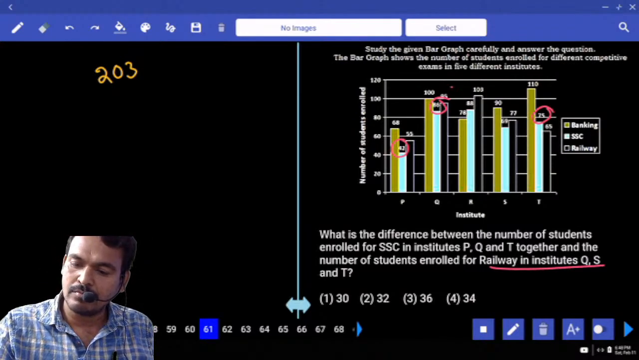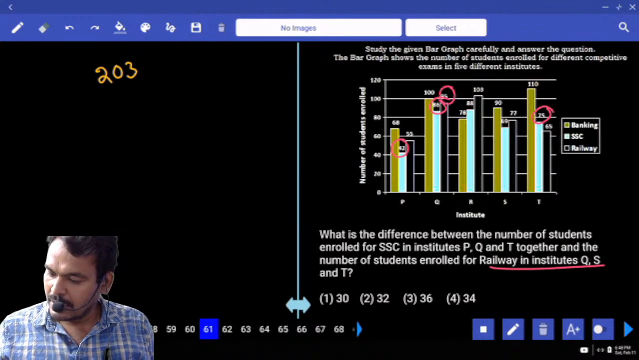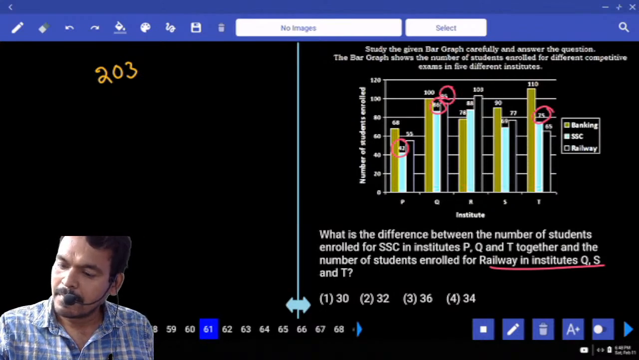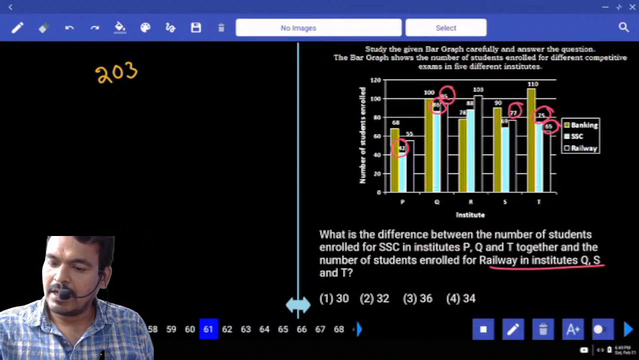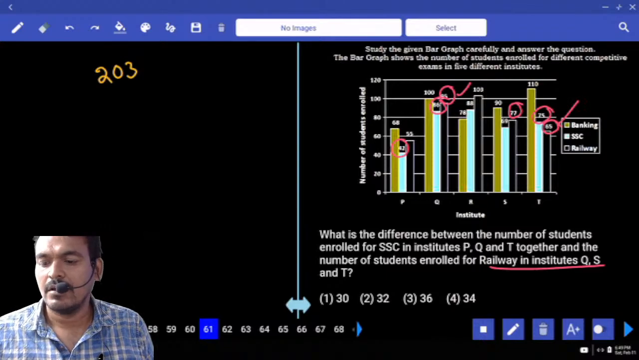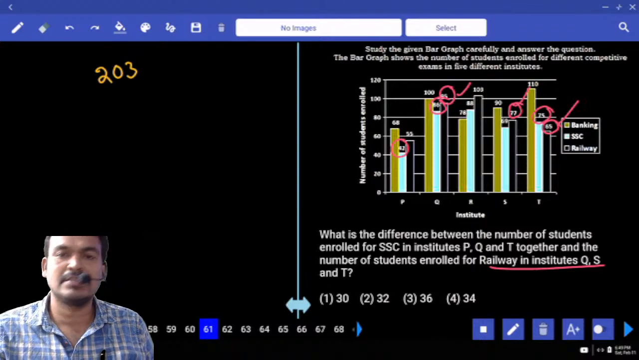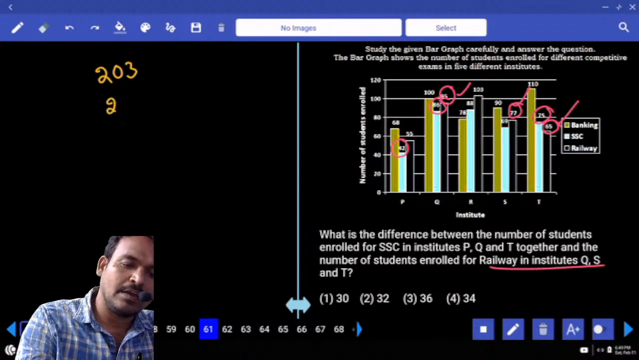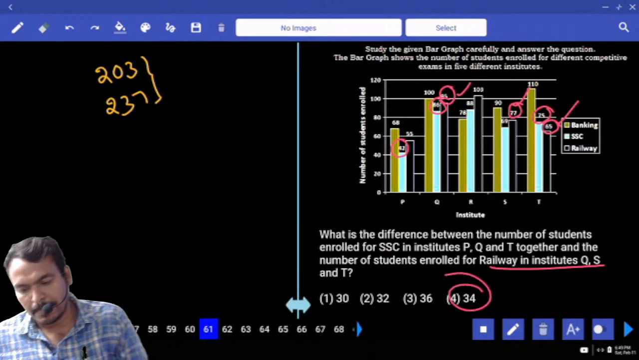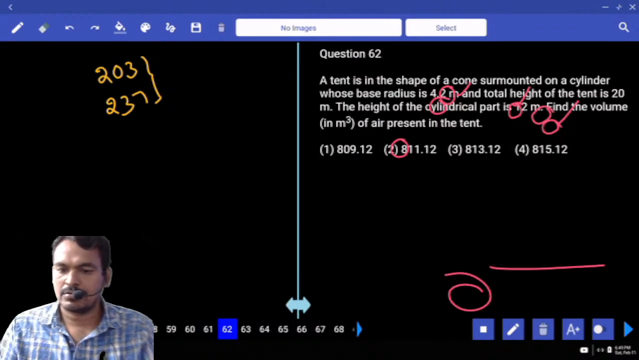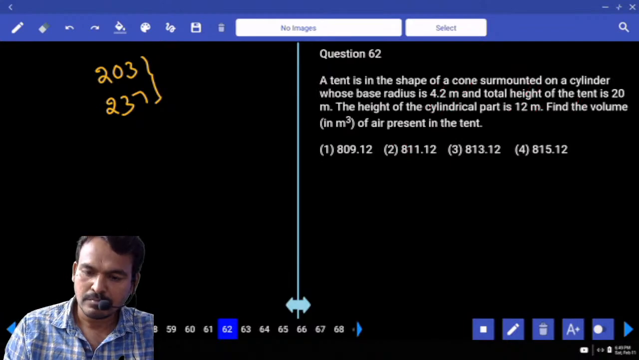What is the railway in Q? 95. In S, 77. In T, 65. 95 plus 65, 160. 160 plus 77, 237. What is the difference? 34. Which option? Fourth one. Next, question number 62.